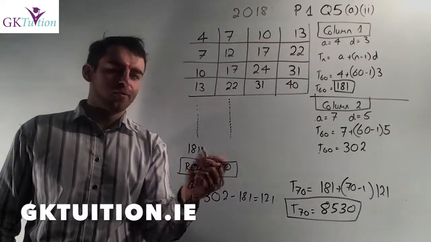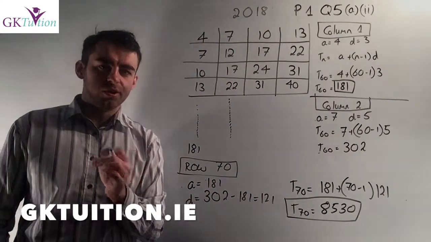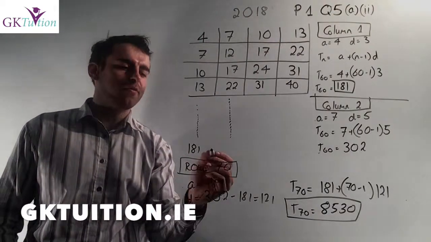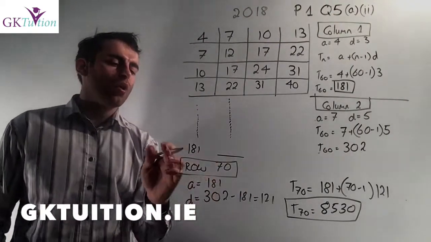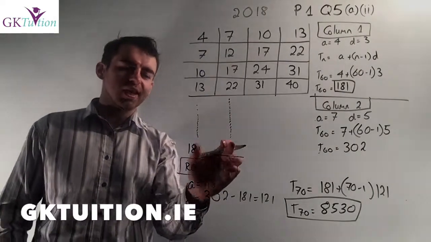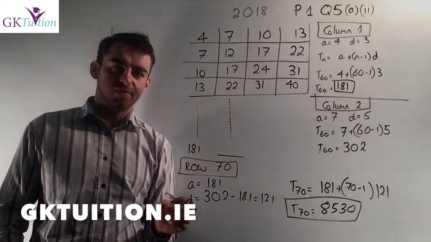Once you know that's 181, you need to get to the 70th one across. But knowing just the first term is useless to you, because you need the first term, but you also need the common difference. In order to work out the common difference, you're going to have to work out what is the second term in this row. If you can work out the second term in this row, the difference between the first one and the second one is the common difference.